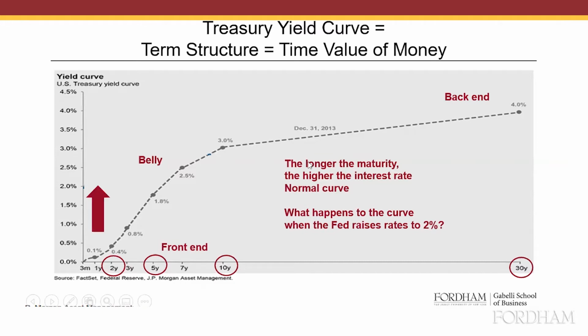So the longer the maturity, that means the further out we go, the higher the interest rate. Now this makes sense because if you are going to be lending money to Uncle Sam, buying the treasury bonds, the further out in time, the more interest you should expect to get. This is why we call this the normal yield curve. So what happens to the curve when the Fed raises interest rate to 2%? The front end of the curve would move up.